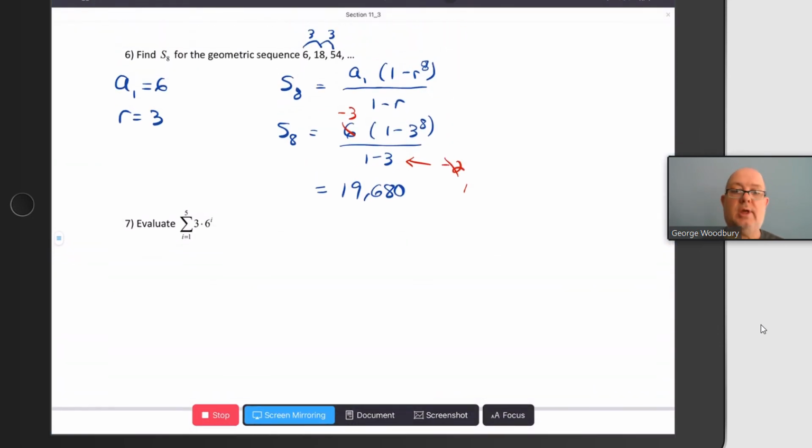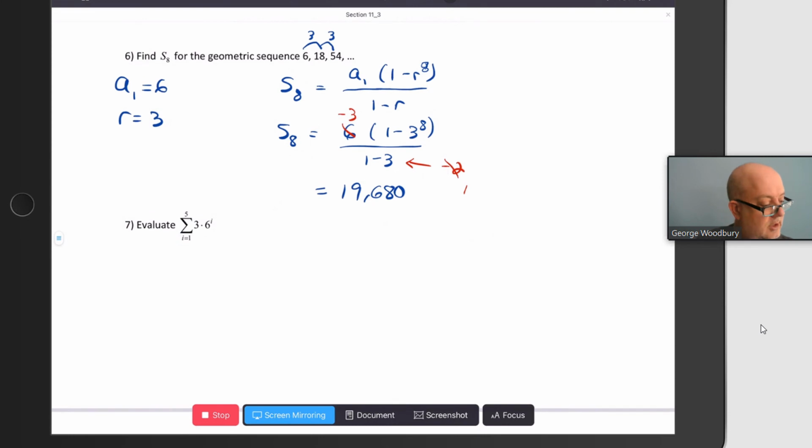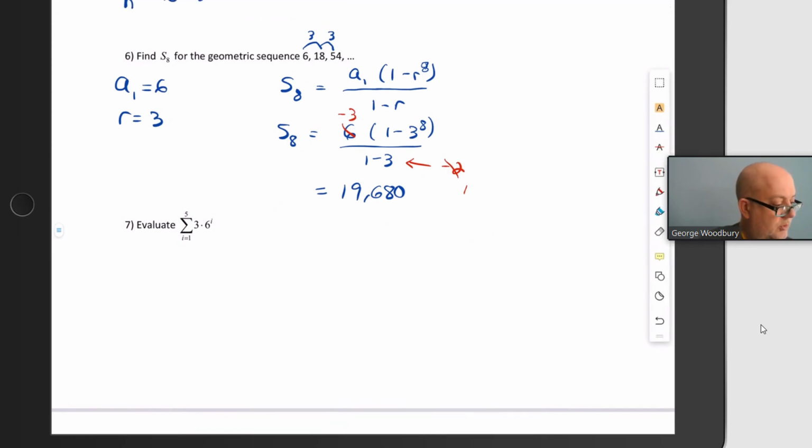One more to go here. This is a geometric sequence that we're taking the sum of, but it's in hiding. Notice it's 3 times 6 to the i power. That 6 that we're multiplying by, that is the common ratio. It's 3 times 6 to the first, 3 times 6 to the second, 3 times 6 to the third. That 6 that's being raised to that power, that is the common ratio.